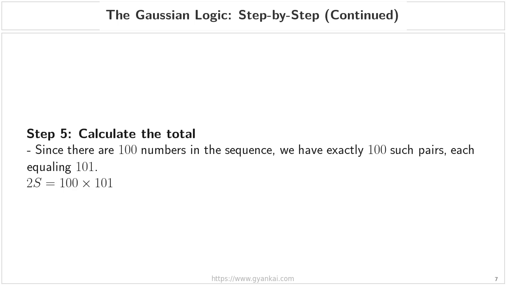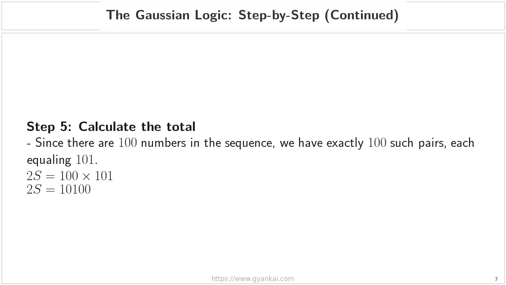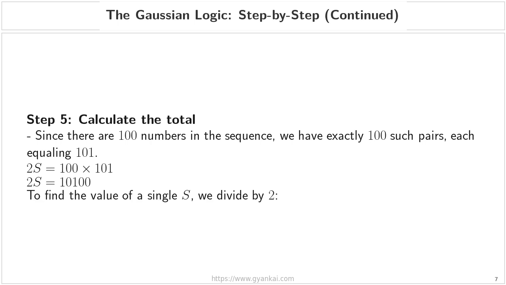This means that 2 times s equals 100 multiplied by 101. When we perform that multiplication, we find that 2 times s equals 10,100. However, remember that this value represents 2 copies of our sum, the original sequence and the reversed one. To find the value of a single s, we must divide this total by 2.